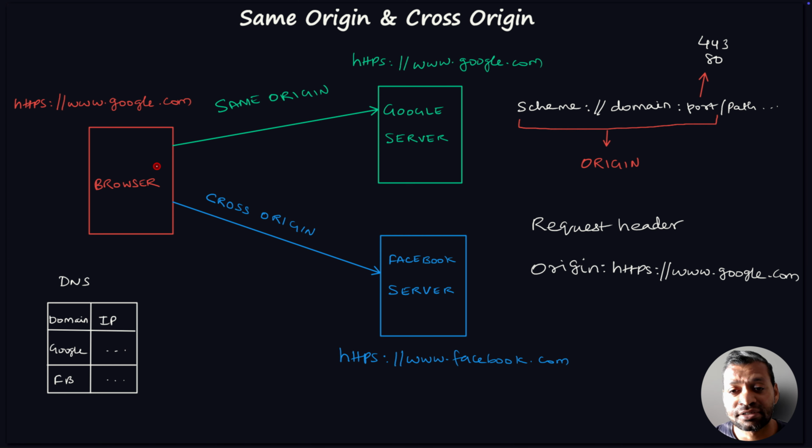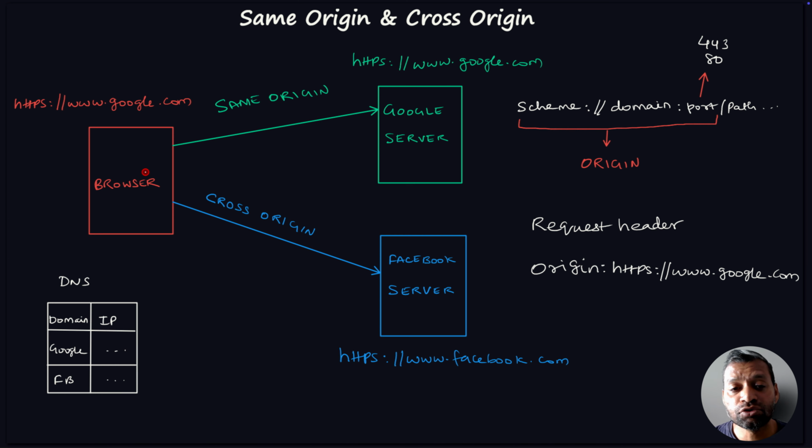Once it has the IP address, then the request will be sent to the Google server with Google's IP address as a destination IP address. Now the Google server will respond back and that response will be rendered on the browser. So now the page is rendered. So this request is made for the URL that we see in the browser's address bar. In this case, it will be https://www.google.com. But browser can send many requests behind the scene.